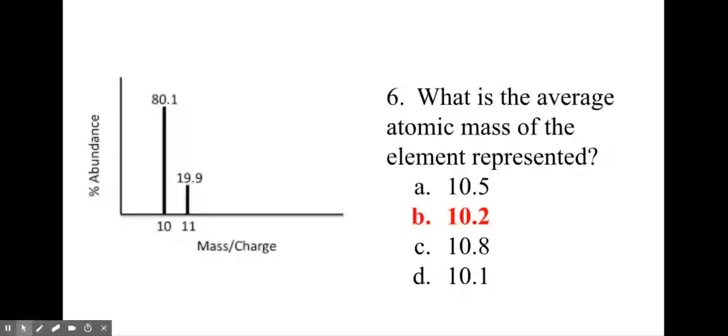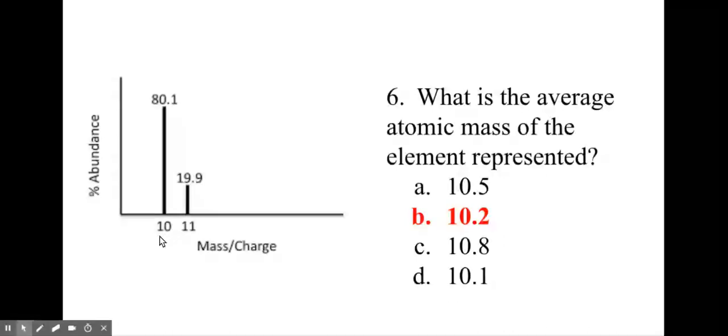Number 6, what's the average atomic mass of the element represented? Well, we don't know what the element is, but we do know that it has 2 isotopes, 10 and 11. These 2 isotopes are not equally represented or distributed. We can see that 80% of the time you would find the isotope 10, and in a sample of 100 atoms, 19.9% of the time you would find isotope 11.